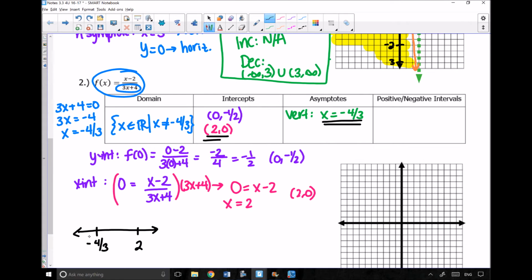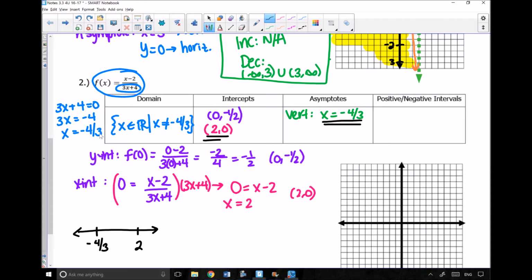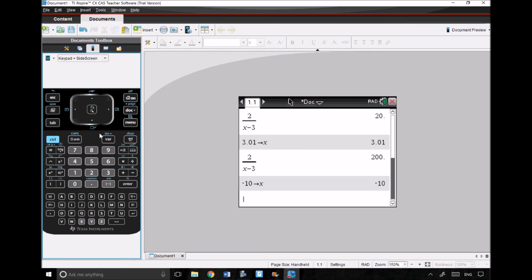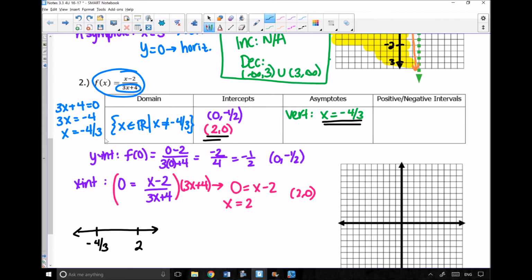And I'm just going to go ahead and test some values. So I'm going to test a value to the left of -4/3. So I'm thinking I can test, I don't know, let's try -10 and see what we end up getting. So I'm going to take -10, and I'm going to store it in as x, and I'm going to type in my expression. So my expression is x minus 2 over 3x plus 4. So I end up getting 6/13, which is a positive value. So I can say right here that it's positive along this interval.